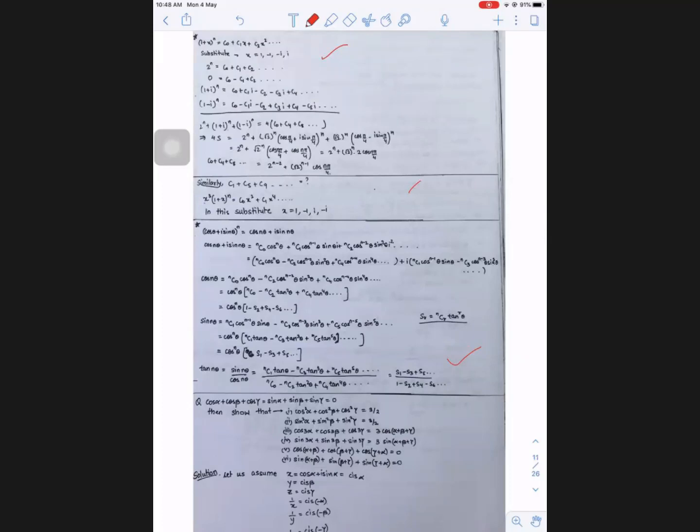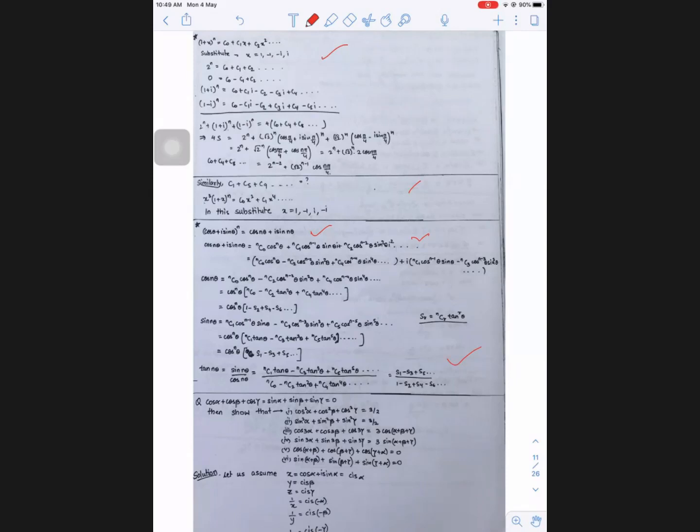Next result is the trigonometric expansions, the multiple angle formulas. How to prove the multiple angle formulas: if you take (cos theta plus i sin theta) power n, we know that the result is cos n theta plus i sin n theta. On the other side, expand using the binomial theorem. Then (cos theta plus i sin theta) power n is nC0 into cos power n theta plus nC1 into cos power n minus 1 theta into sin theta plus nC2 into cos power n minus 2 into sin square theta. Like that you will get all the terms.